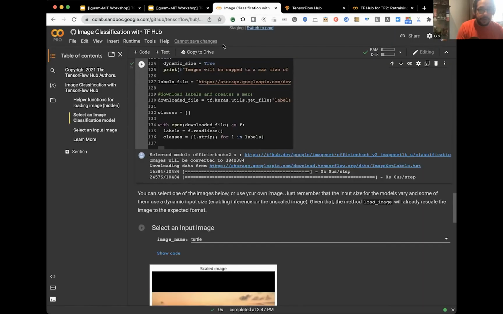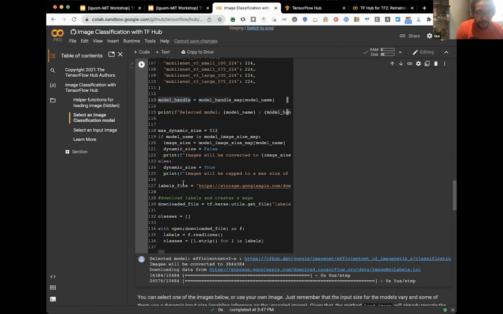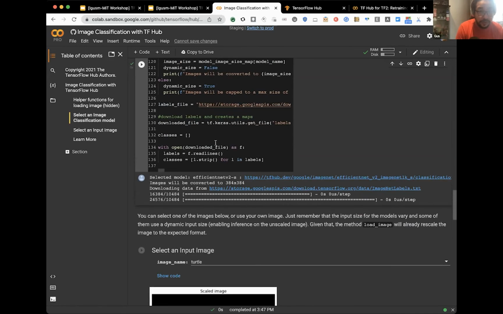Let's go back to our model. The model is already loaded in memory because I did load it. Where's here? Oh, sorry, I didn't load the model yet.